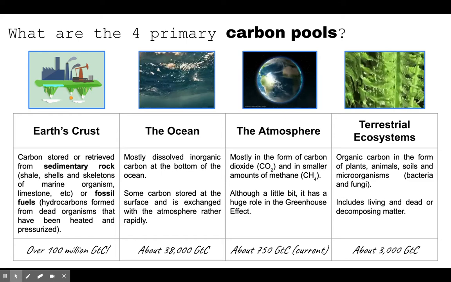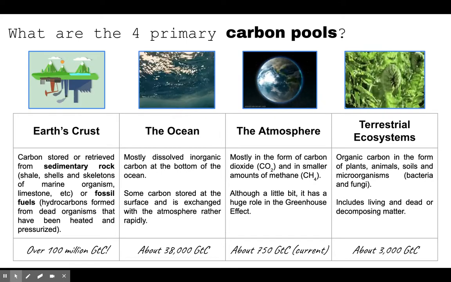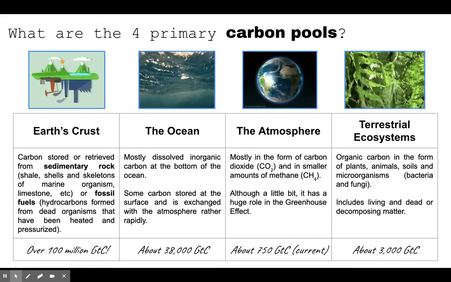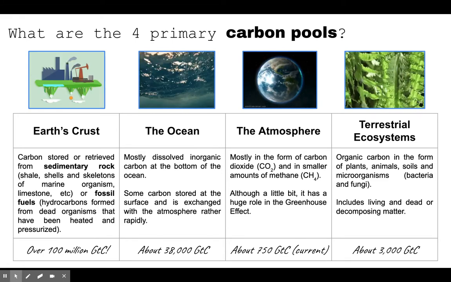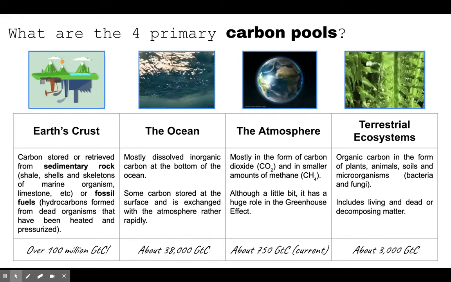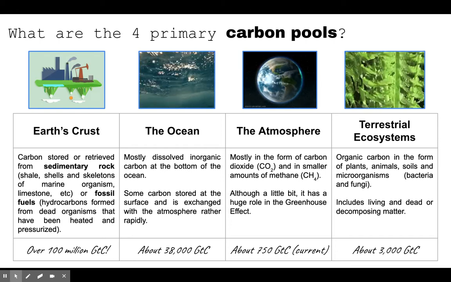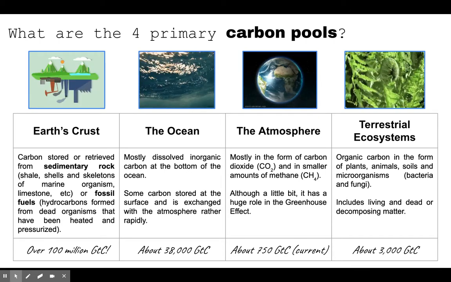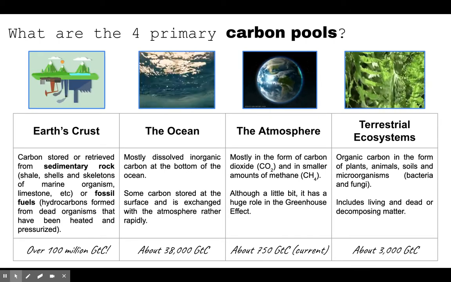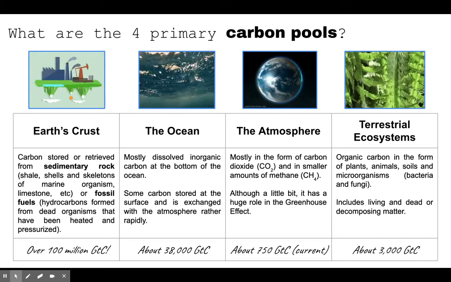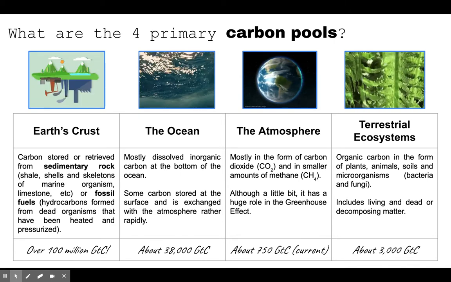However, if we look at how many gigatons of carbon are actually in the atmosphere, currently there's just about 750 gigatons. So compared to, again, the Earth's crust, not a whole lot, but very important for the movement of carbon across the globe.